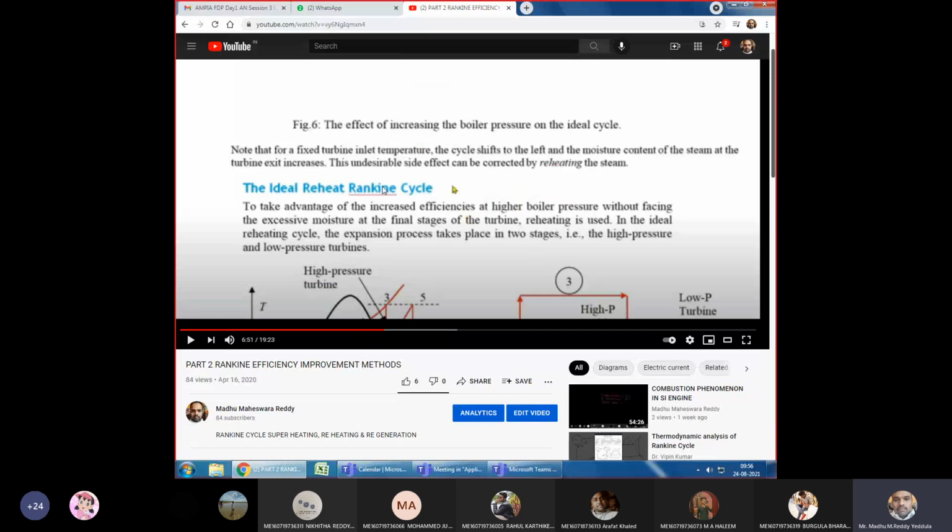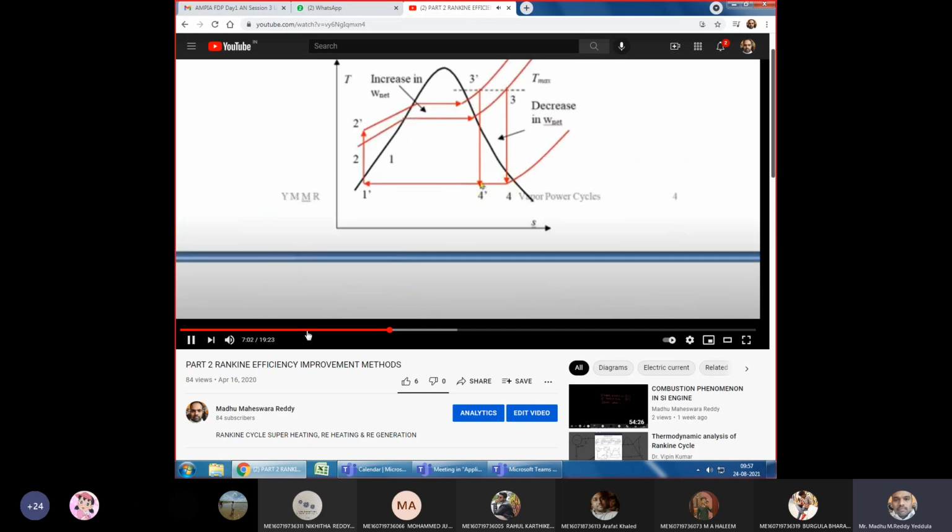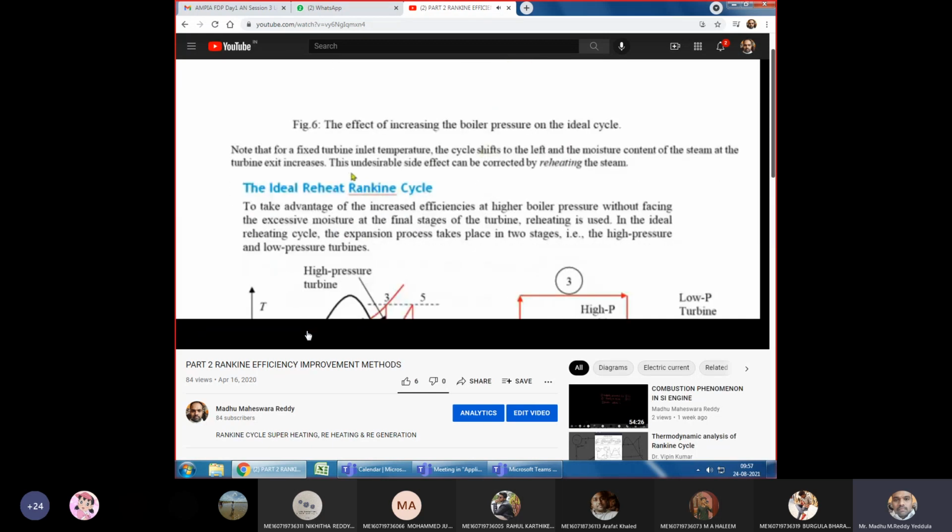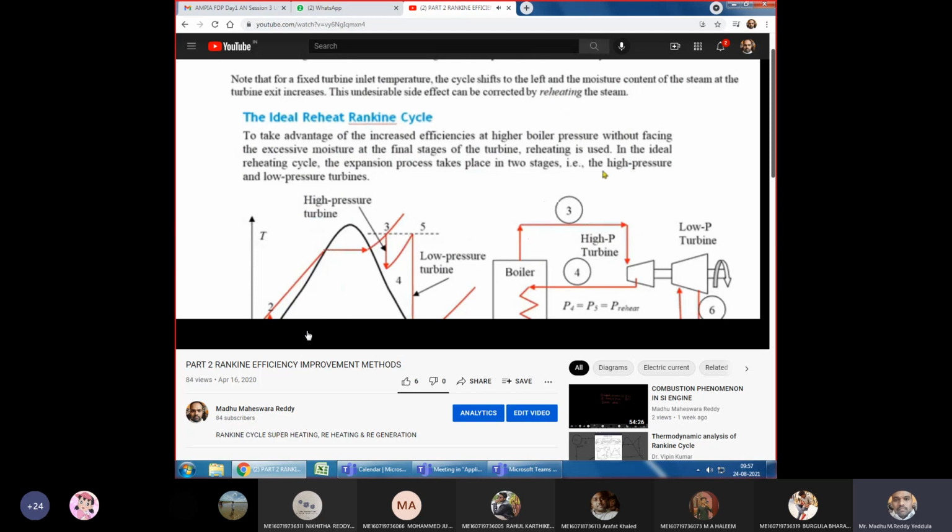In order to overcome the problem of moisture content, because if you see the previous diagram, 4 dash is a two-phase mixture, therefore it contains some moisture. Therefore, it may corrode the blades of the turbine. In order to avoid that, we need to reheat the steam before entering into the turbine. Because liquid and vapor are present, it erodes the blades. To avoid that, it can be corrected by reheating the steam. Very, very important: reheating the steam. It is very simple and easy to understand.